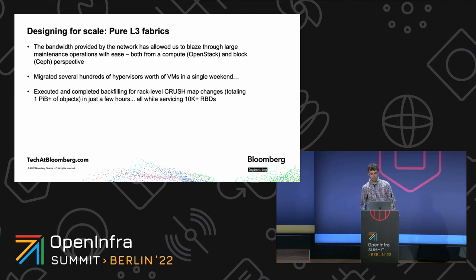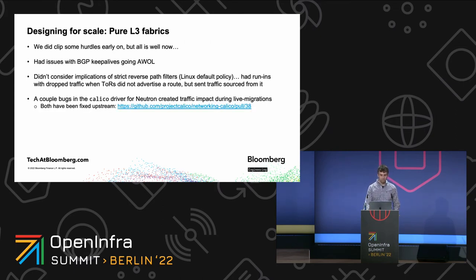And then as recently as last week, we made some rack-level CRUSH map changes in our Ceph clusters, and we moved a petabyte of objects in just a few hours, all while servicing tens of thousands of RBD volumes. During that time, Ceph had sustained recovery speeds between 130 to 200 gigabytes, not bits, bytes per second. So the network fabric really is what underpins the scalability for these clouds. And again, it's layer 3, so we don't have all those weird layer 2 problems that creep up and sometimes present operational issues.